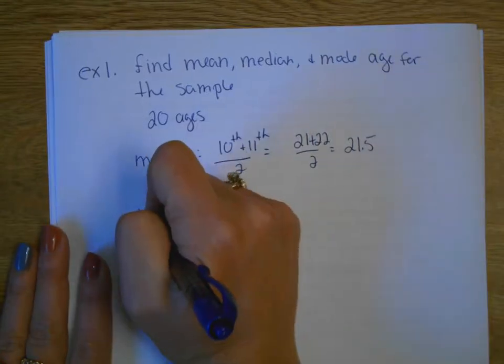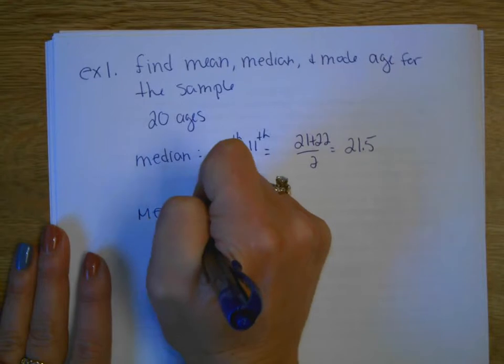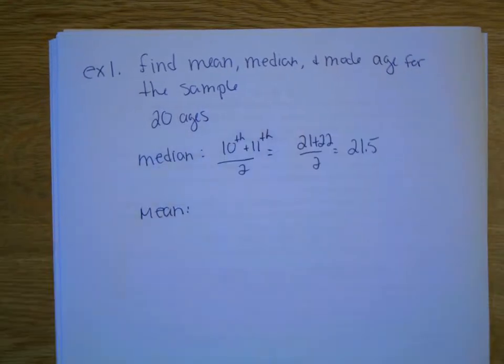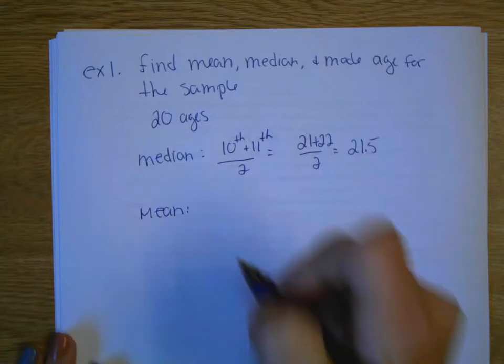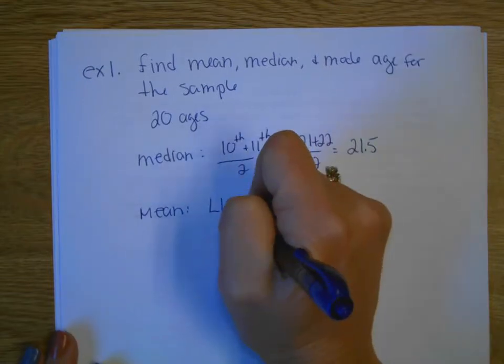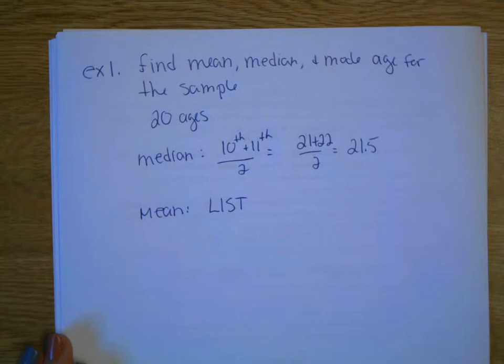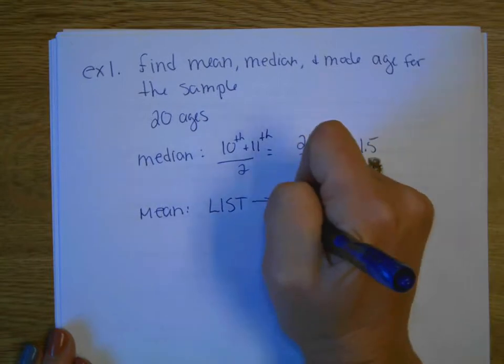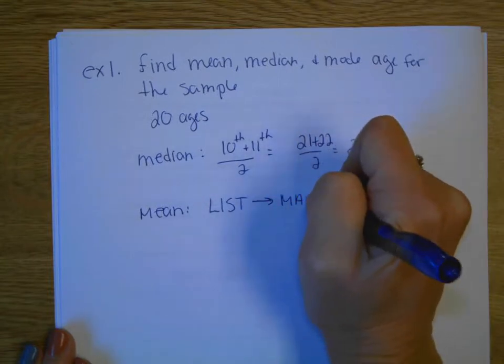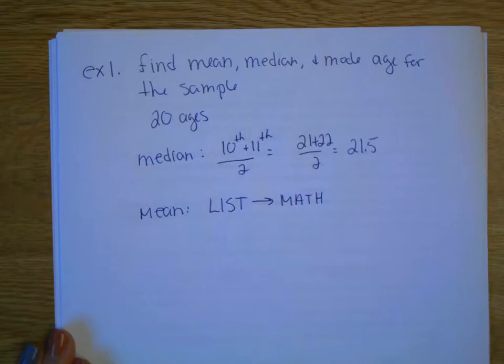So for mean, we're going to let the calculator do the work all the time. And I'm going to tell you where to go right now. I'm going to quit and get out of here. You're going to go to list. Let's write the steps down. List. Then go over to math. And look at what's there. Actually, two things. Mean and median are there.